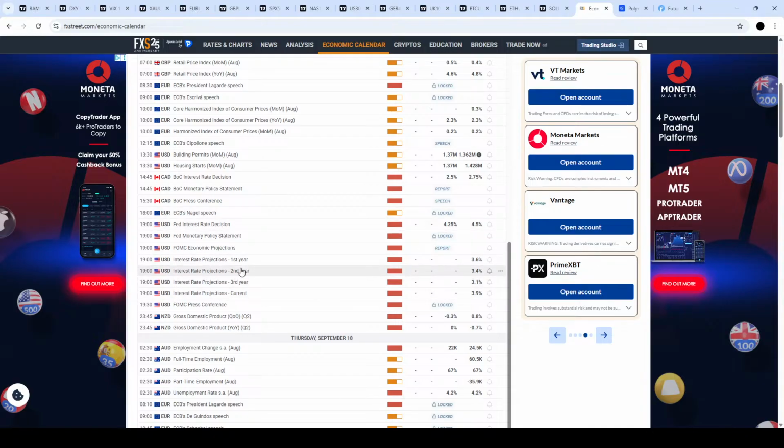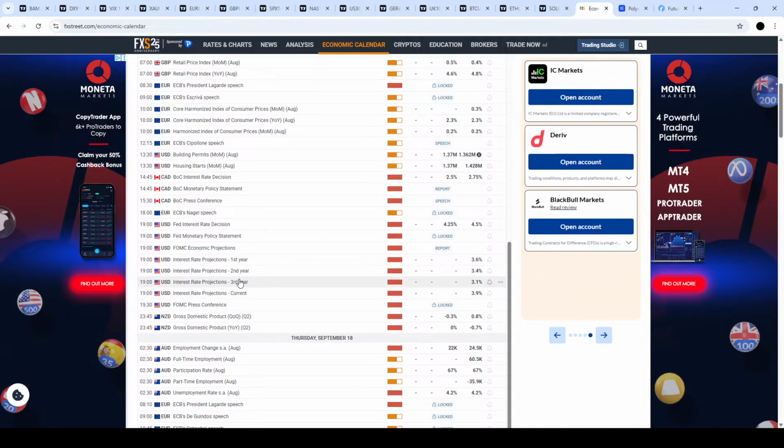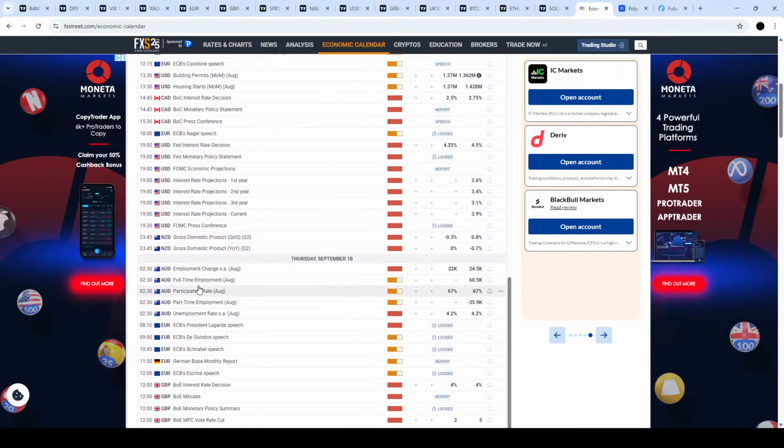Nobody wants to be carrying drawdown into an FOMC meeting where the Fed is expected to cut by 25 basis points, but also where we're getting a dot plot. That is worst case scenario. And I would actually say that if you were trading into FOMC and you were in drawdown, just be very, very careful, because you could lose your account very, very quickly if the volatility sparks up.